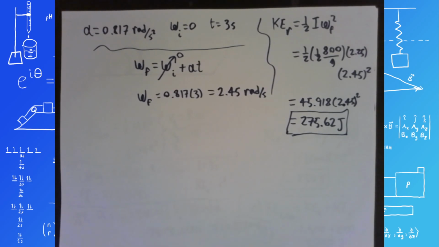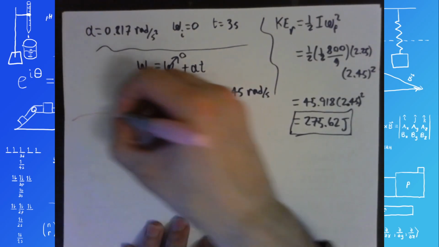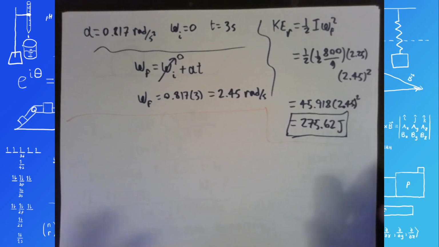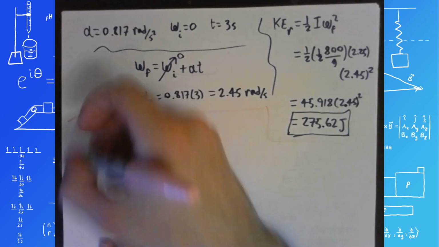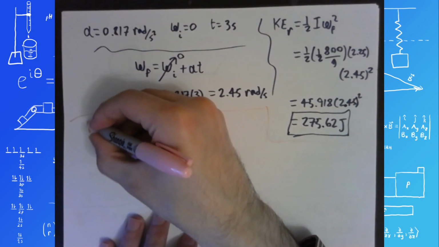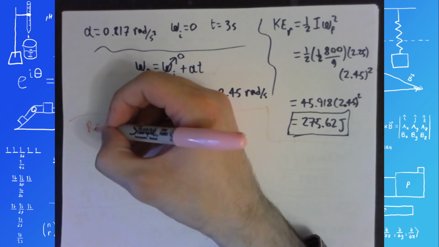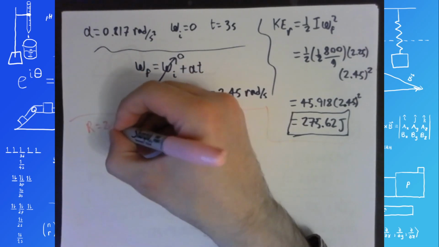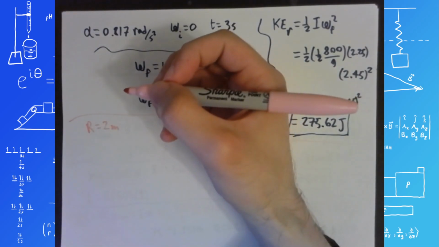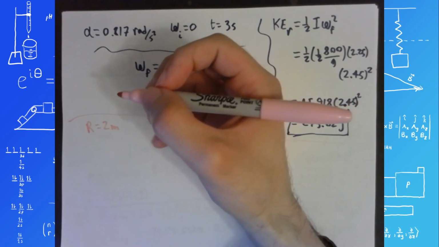So 42 says, a car is designed to get its energy from a rotating flywheel with a radius of 2 meters and a mass of 500 kilograms. So radius of 2 meters and a mass of 500 kilograms.